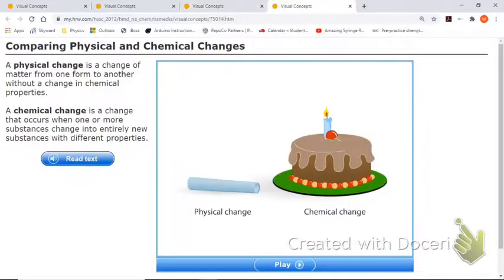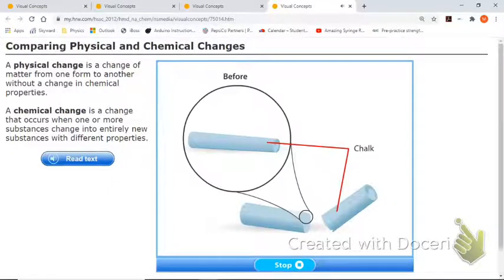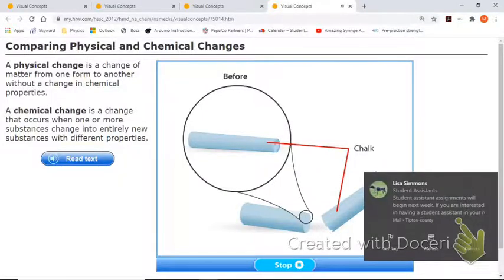Now we're going to look at the difference between chemical and physical changes. Breaking a piece of chalk in 2 or more pieces is an example of a physical change. Regardless of how many times the chalk is broken, it is still chalk. The physical properties of size and shape are altered, but the chemical properties of the chalk remain the same.